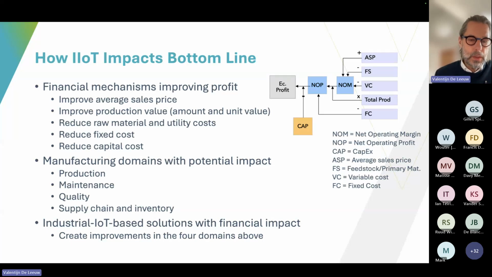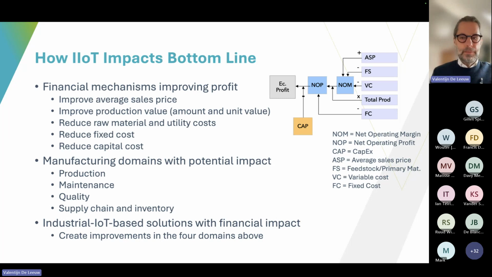So how can industrial IoT help there? We need smart manufacturing solutions using industrial IoT that act on the different domains in industrial production. And those domains are the production itself, the maintenance, the quality, the supply chain, and the inventory. And each of those domains can contribute to those 5 levers.